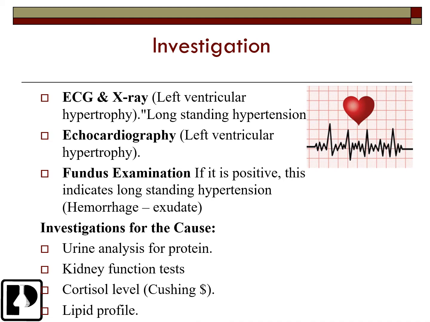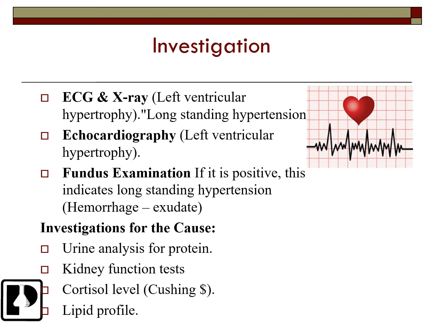On ECG and X-ray, we will see left ventricular hypertrophy, long-standing left ventricular hypertrophy in long-standing hypertension, and this is what is called that the size of the muscle is increased due to the persistent high pressure.